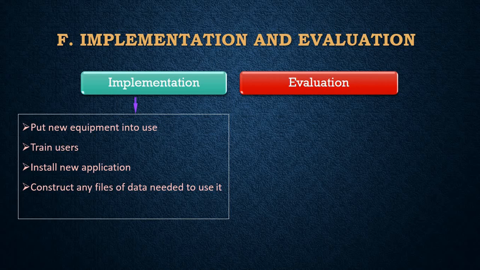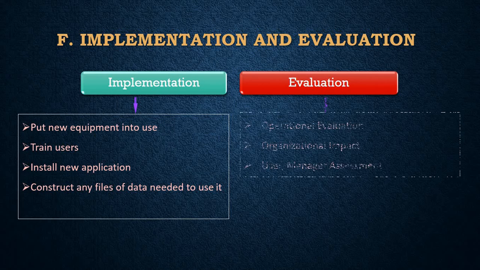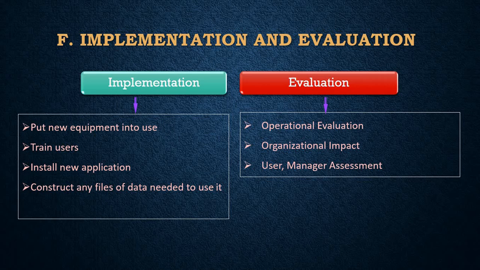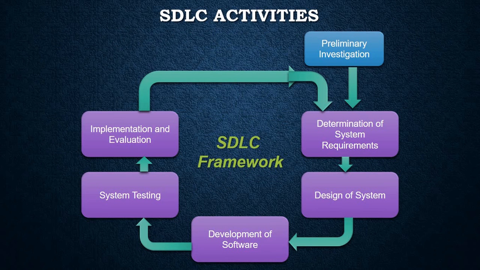Once the implementation is done, the software is evaluated to identify the strengths and weaknesses of the system developed. The software is evaluated for its operational correctness by users and managers. Also, the benefits to the organization, in terms of cost, revenue, and profit, are identified and measured. So, in this session, we have discussed all these software development life cycle activities in detail.